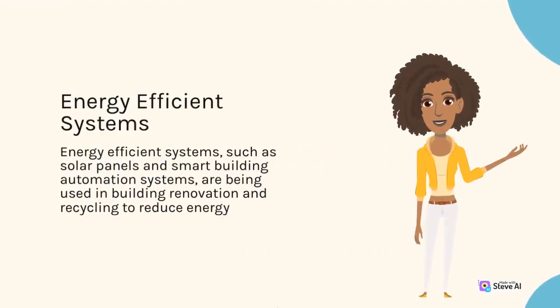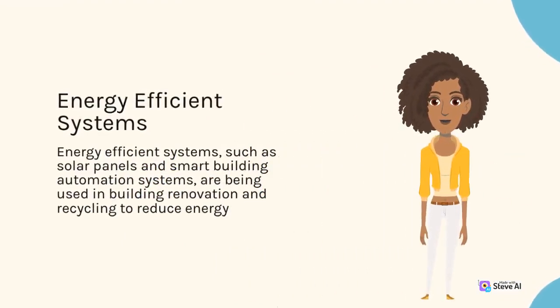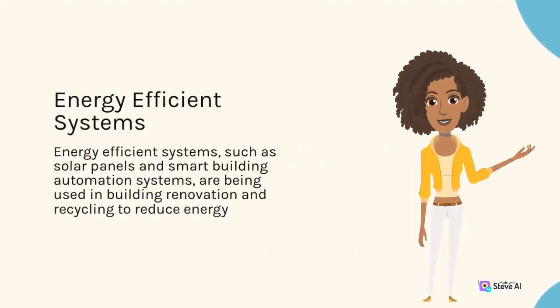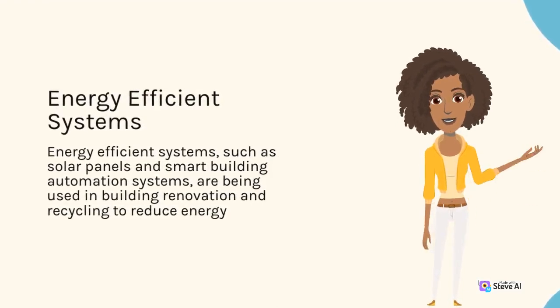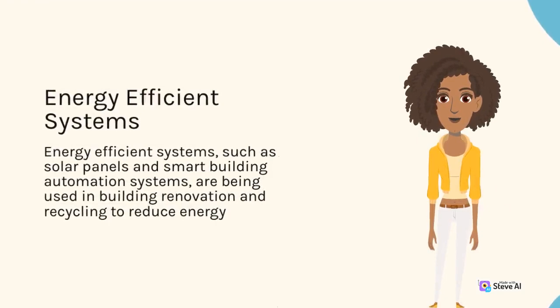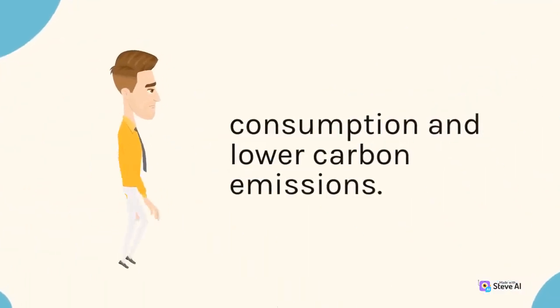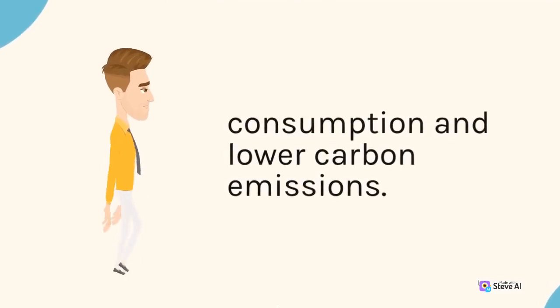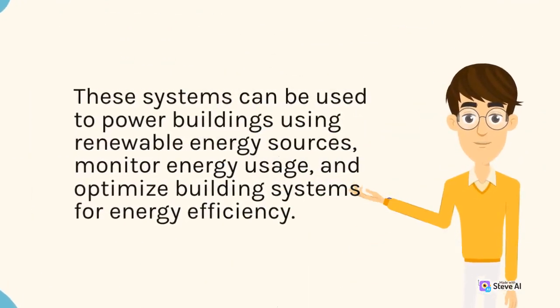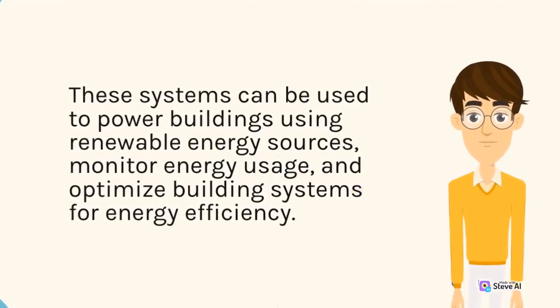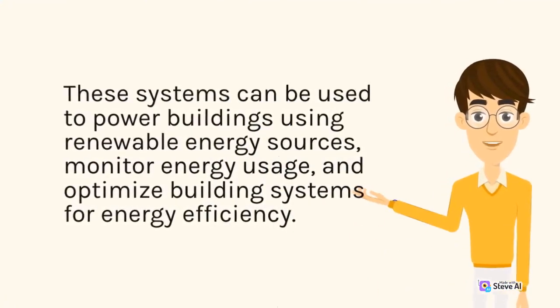Energy-efficient systems. Energy-efficient systems, such as solar panels and smart building automation systems, are being used in building renovation and recycling to reduce energy consumption and lower carbon emissions. These systems can be used to power buildings using renewable energy sources, monitor energy usage, and optimize building systems for energy efficiency.